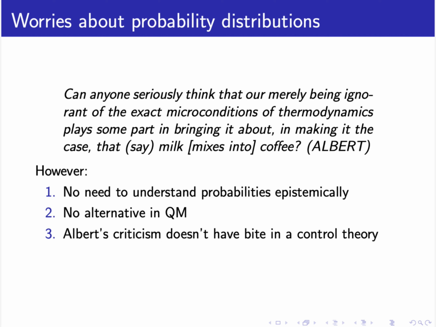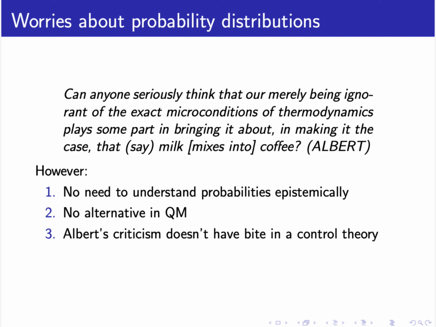Third and perhaps most emollient observation: Albert's criticism, whatever its virtues, in the study of non-equilibrium statistical mechanics, in the study of what things spontaneously do if left to themselves, doesn't really have bite. It doesn't really have bite in a control theory, which I've been saying is what thermodynamics is. If I say, how could it possibly be that my ignorance of that system can play a part in the way that system spontaneously evolves? That's a pretty concerning criticism. If I say, how could it possibly be that my ignorance of the system can play a part in what I can do to that system? Well, that doesn't have bite.